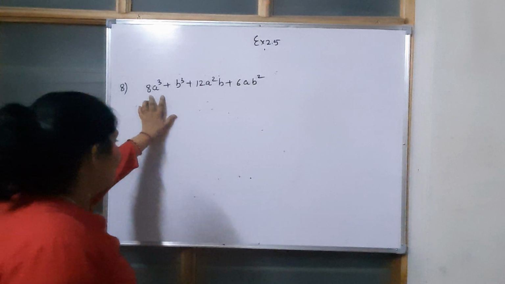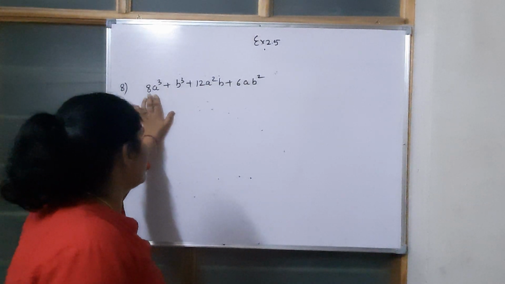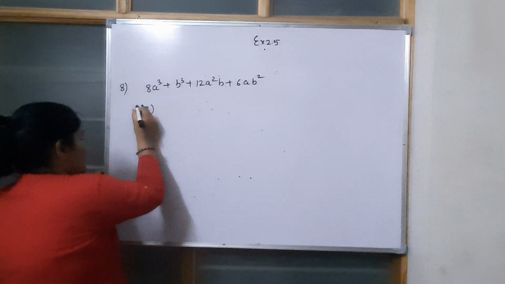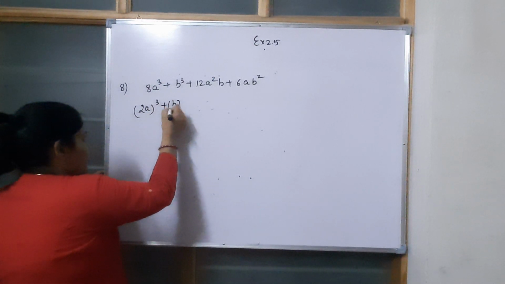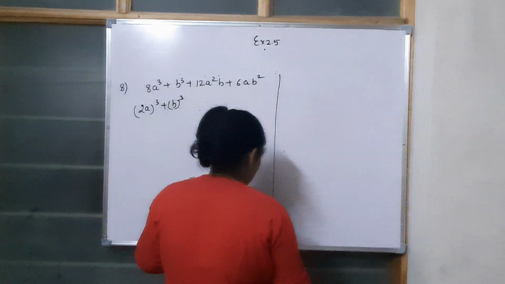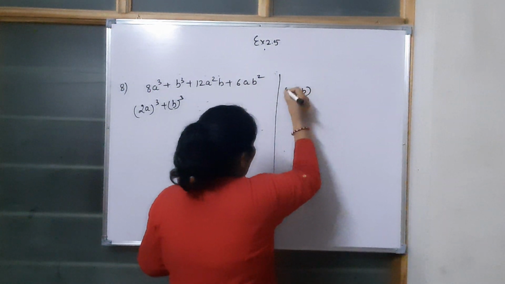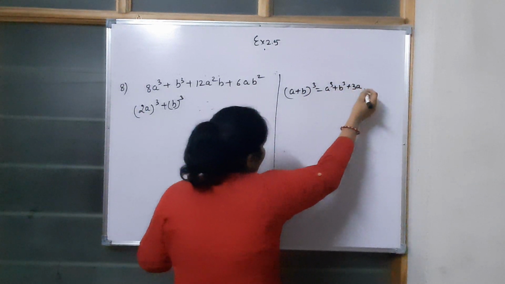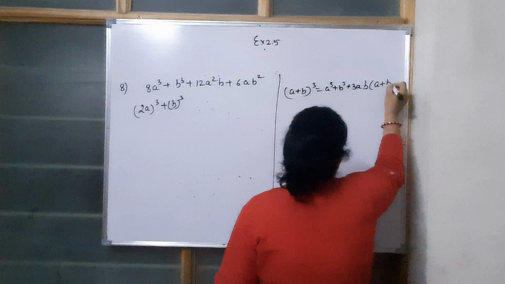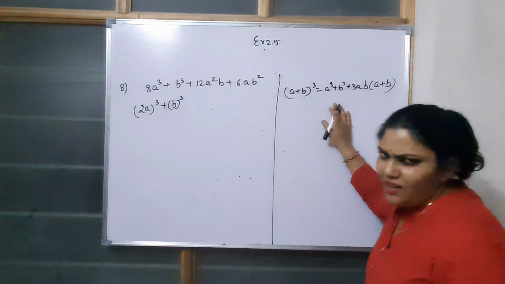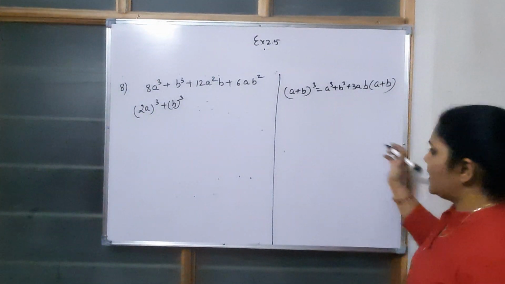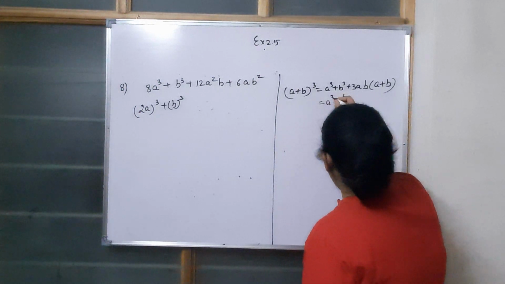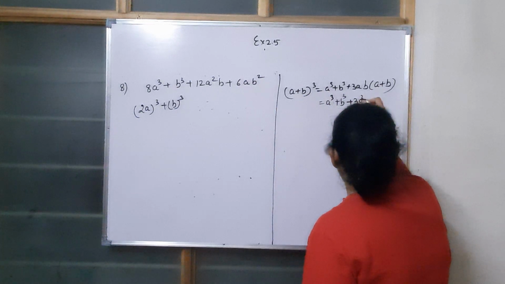So how would we do that? Do you see any perfect cube terms here? 8a cube is there. How would you write it? 2a whole cube, you can write it, right? And b whole cube. Okay, you remember the identity? (a plus b) whole cube is equal to a cube plus b cube plus 3ab(a plus b). Let's check whether we can apply this identity or not.